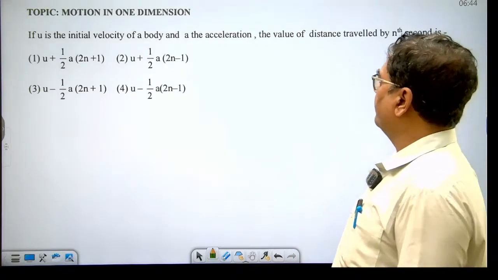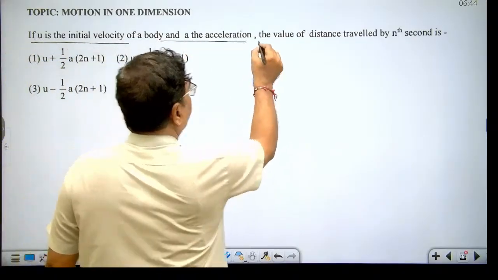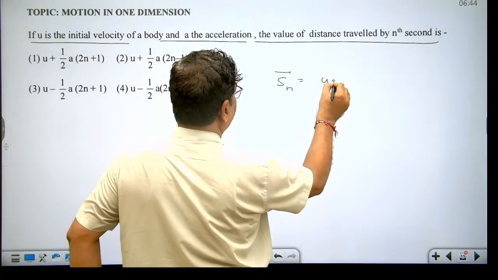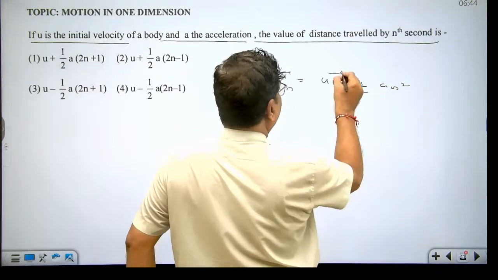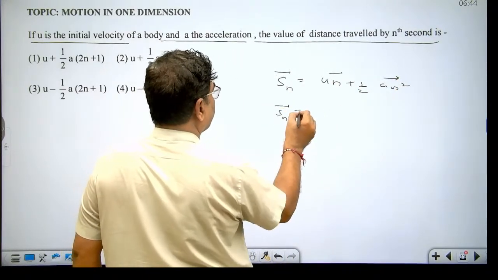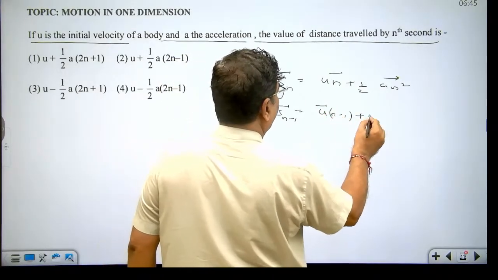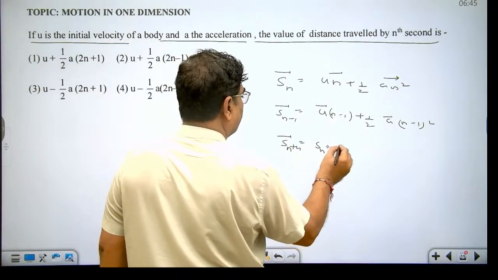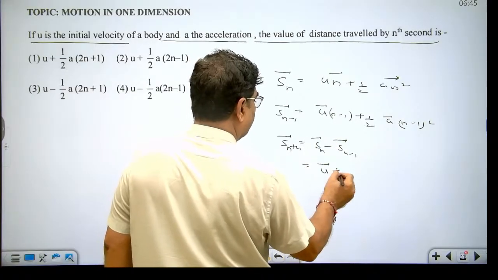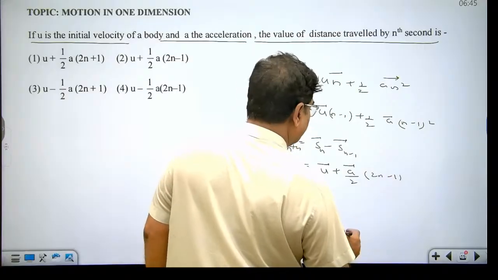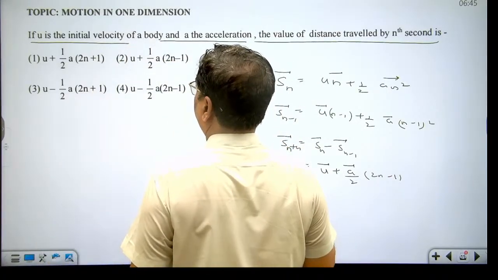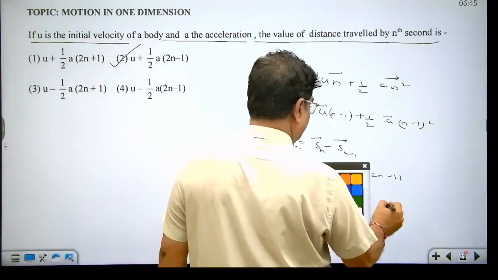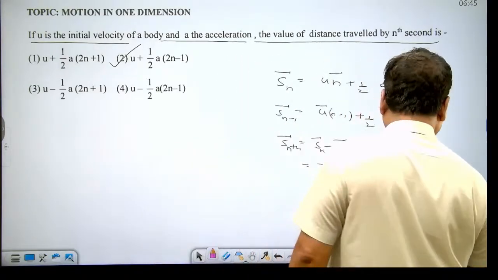If u is the initial velocity of a body and a is the acceleration, then find the value of the distance traveled in the nth second. In case of uniformly accelerated motion, displacement in n seconds is S_n equal to un plus half a n square, and distance traveled in n minus 1 seconds is u(n minus 1) plus half a (n minus 1) whole square. So this is displacement in n seconds, and this is S_(n minus 1). After solving, we will get this relation: u plus a by 2 times (2n minus 1). So out of 4 choices, the correct answer is option 2.